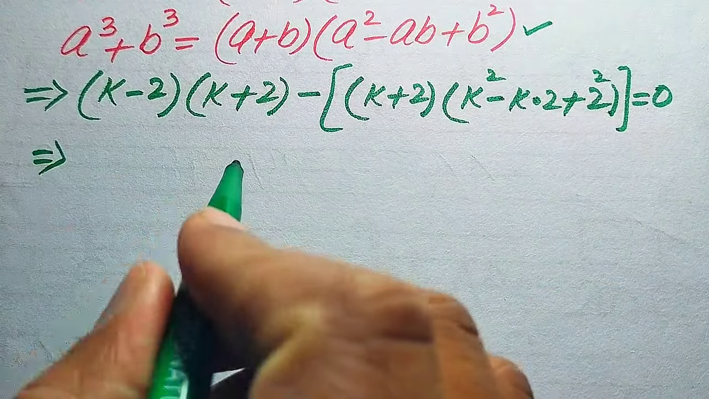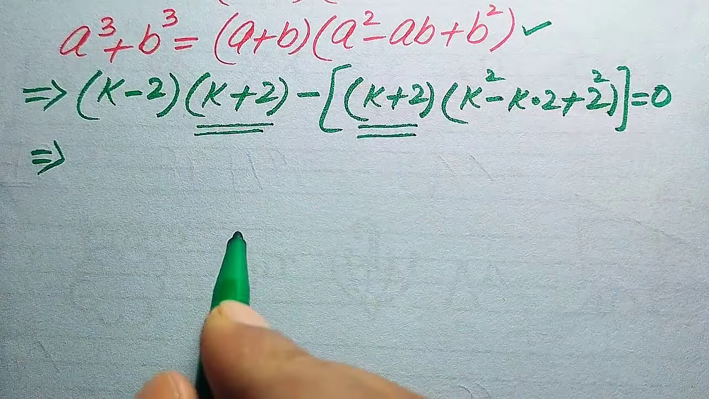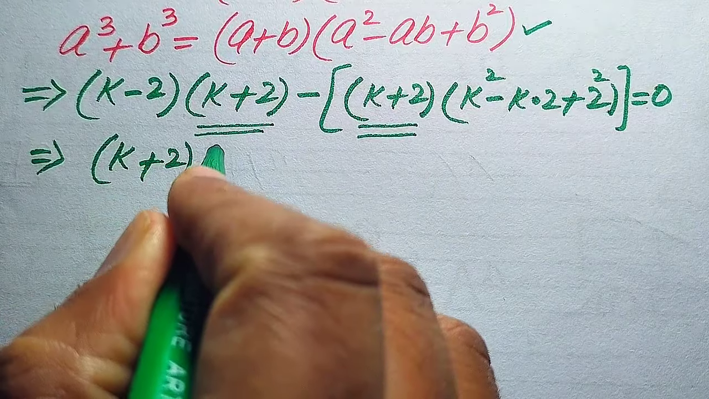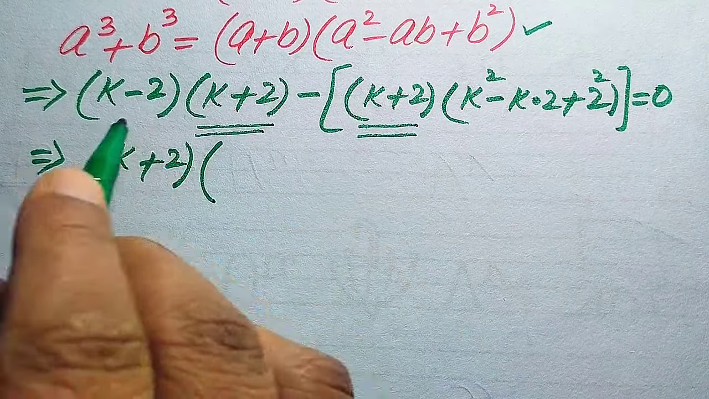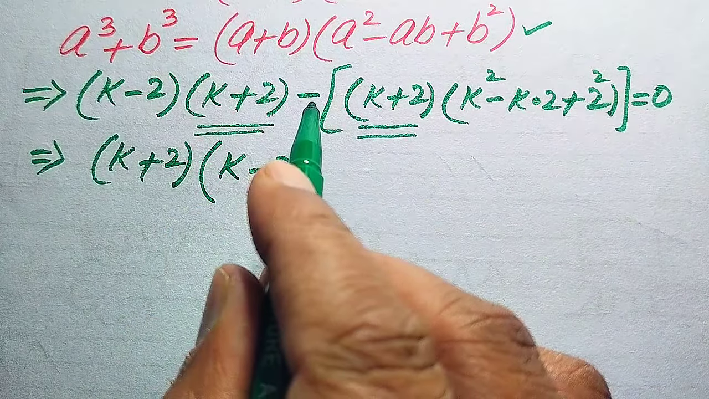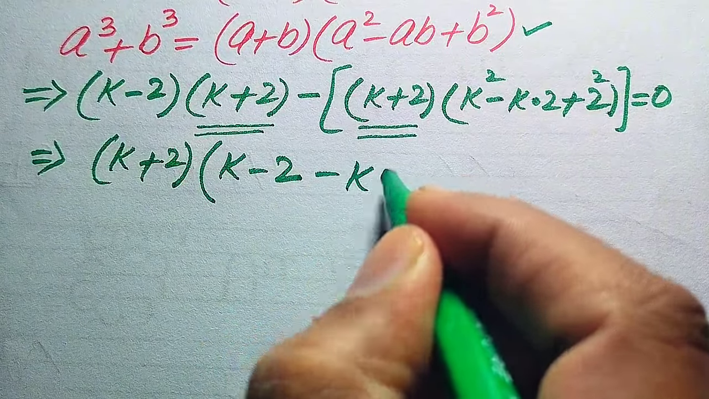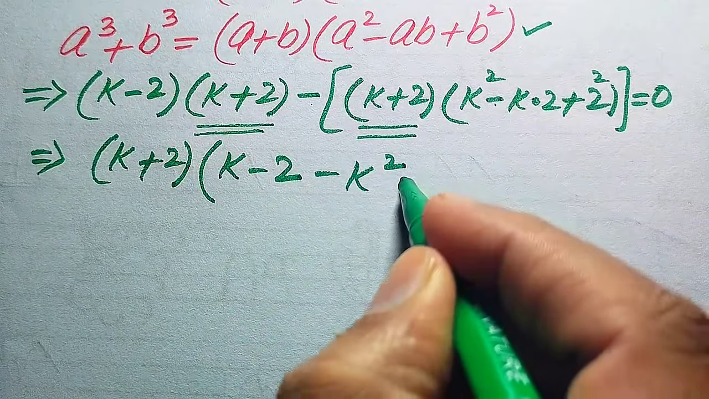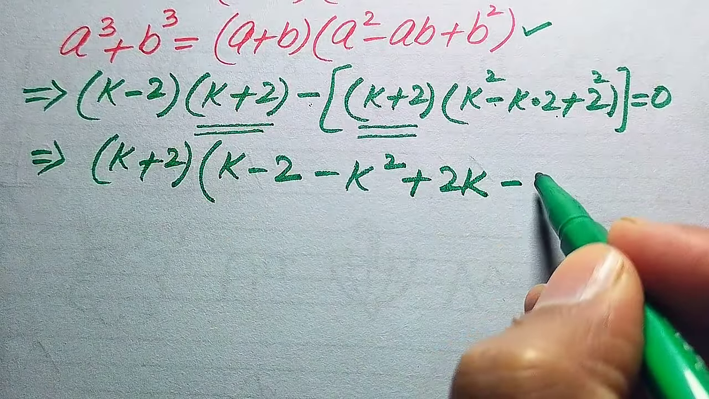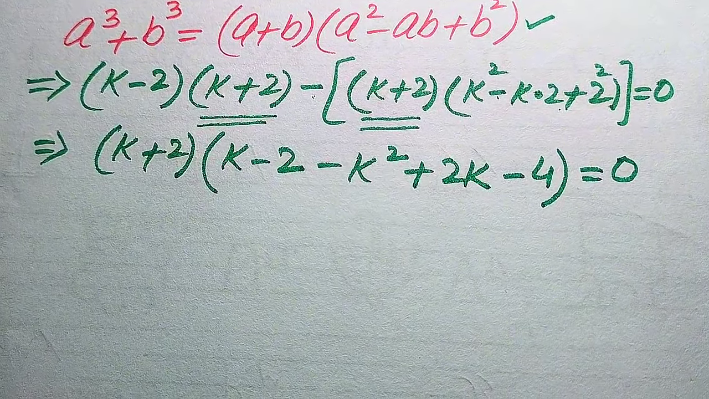And here you see that this k plus 2 term appears in both of these terms, so here we need to take k plus 2 common. When we take k plus 2 common, the remaining values are, from here, k minus 2, and from here we need to multiply the negative sign on each of these values, and it becomes minus k square. Minus times minus becomes plus 2 times k. Minus times plus becomes minus 4, and this whole equation is equal to 0.